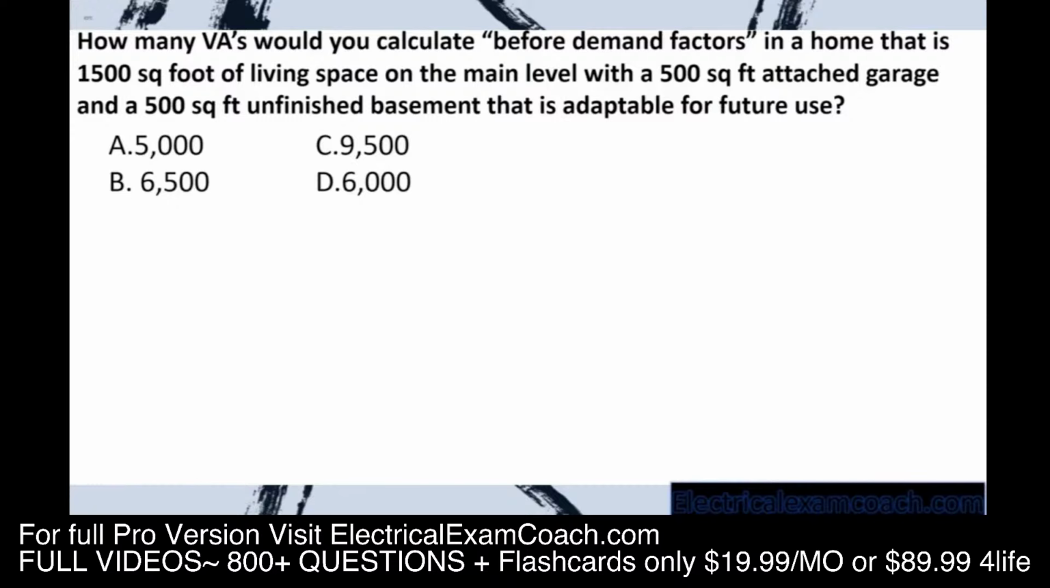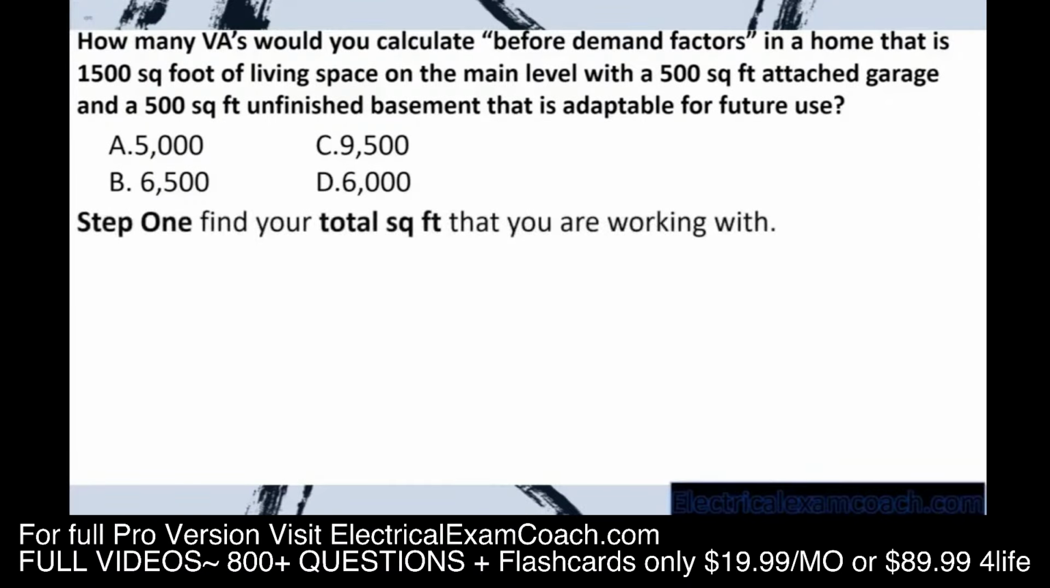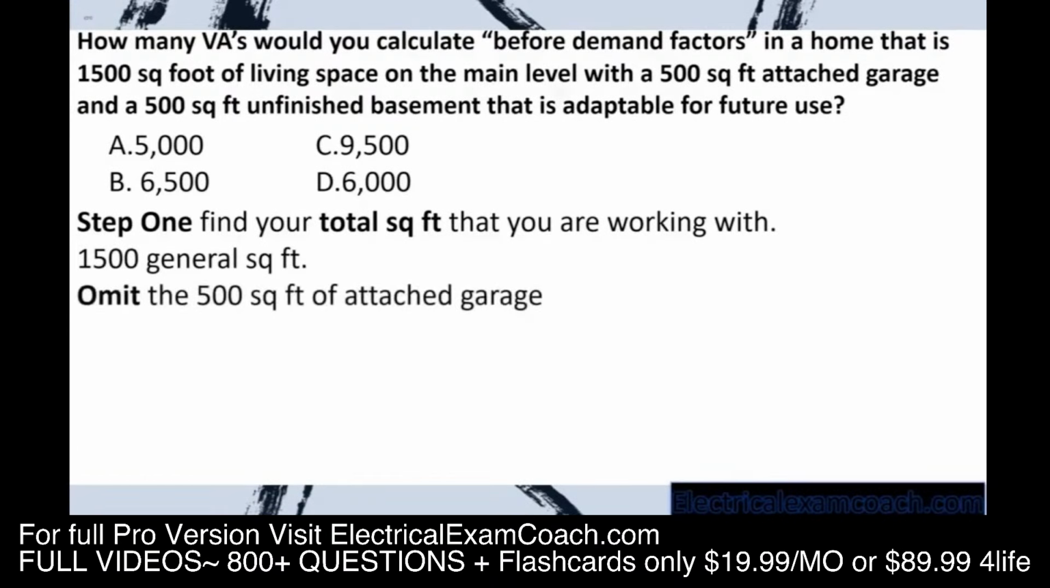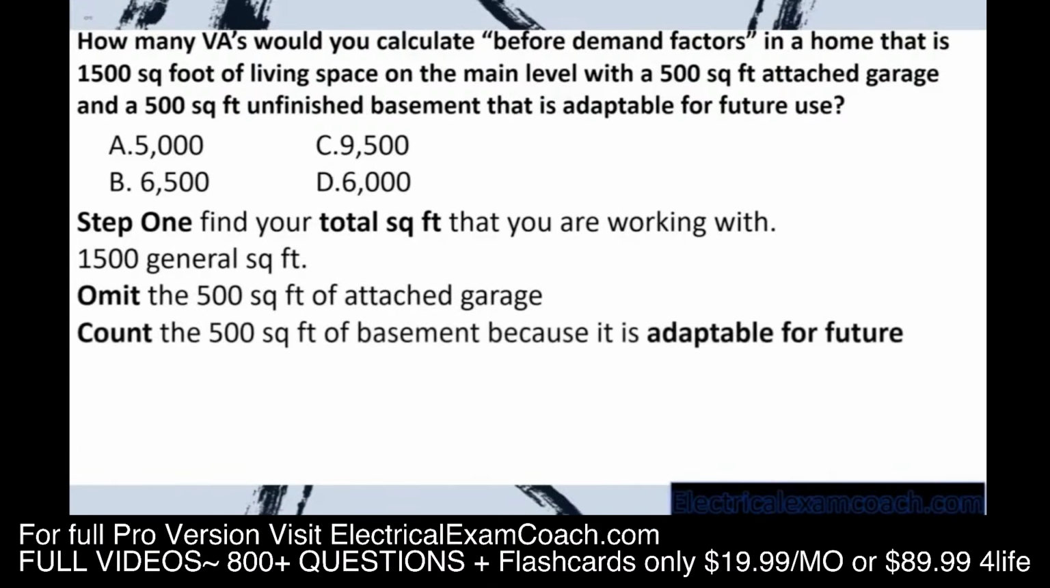How many VAs would you calculate before demand factors in a home that is 1,500 square foot of living space on the main level with a 500 square foot attached garage and a 500 square foot unfinished basement that is adaptable for future use? Step 1 is find what our total square feet that we're working with. So we have our 1,500 general. We will count it. Then we're going to omit the 500 square foot of attached garage. We're going to count the 500 square foot of basement because in this question, it is adaptable for future use.